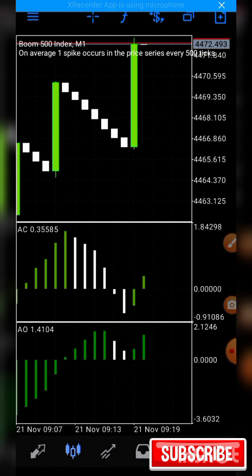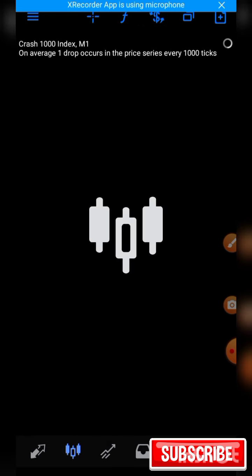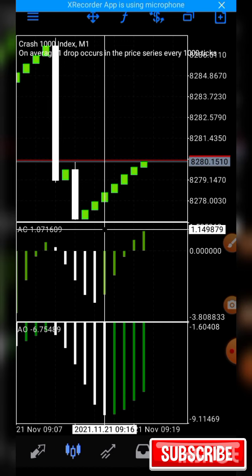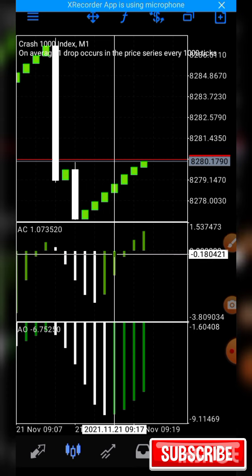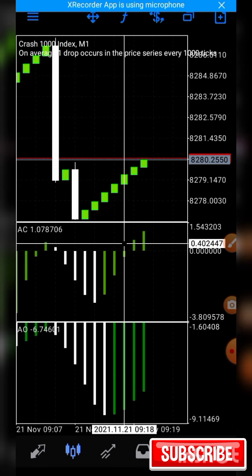So now let's test other assets. Let's go to Crash 1000. And let me show you more trades on Crash 1000. On Crash 1000, I said when the Accelerator Oscillator and the Awesome Oscillator all becoming green, you buy on Crash assets. Get that? So now in this market, you see here, the AC and the AO all becoming green. So you collect 1, 2, 3, and you are out of the market.